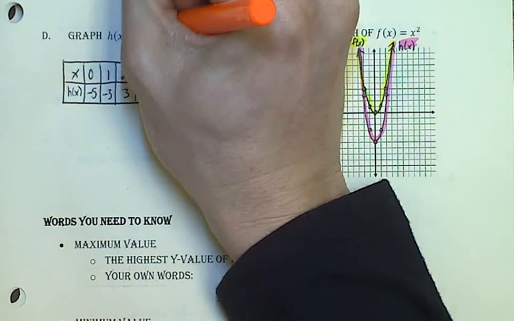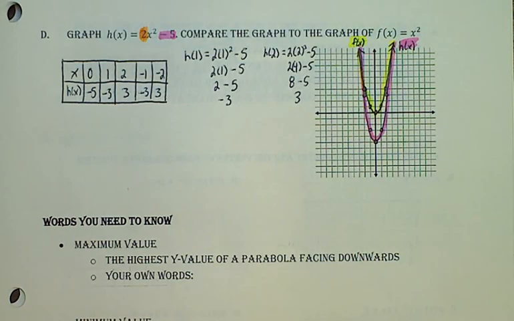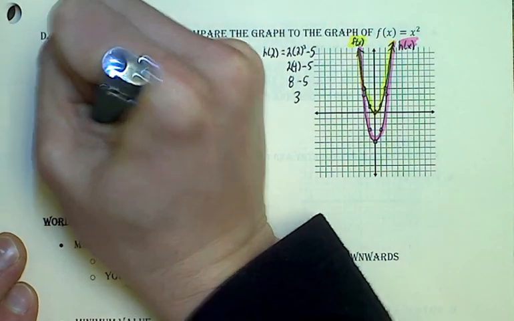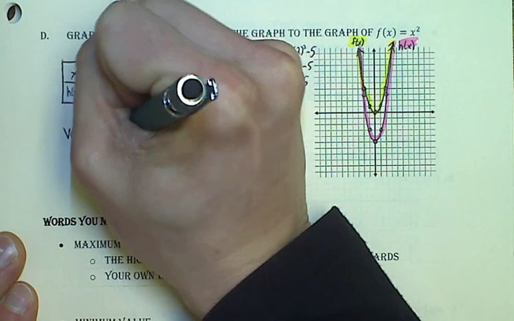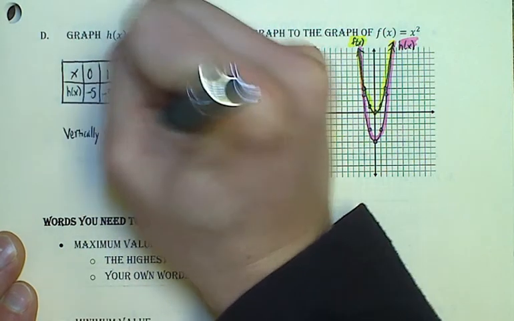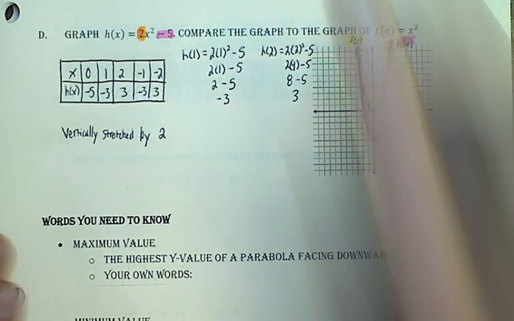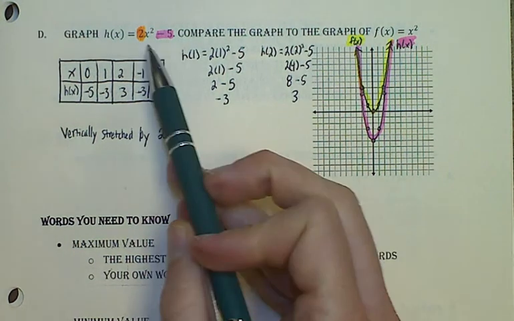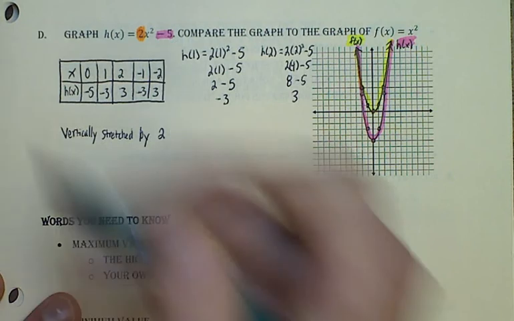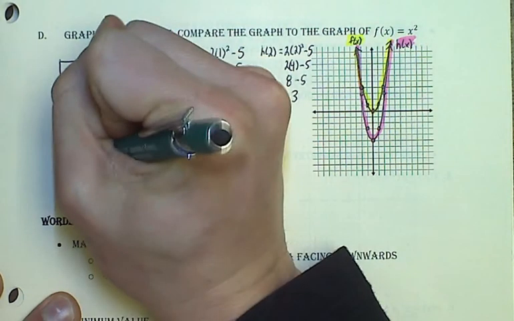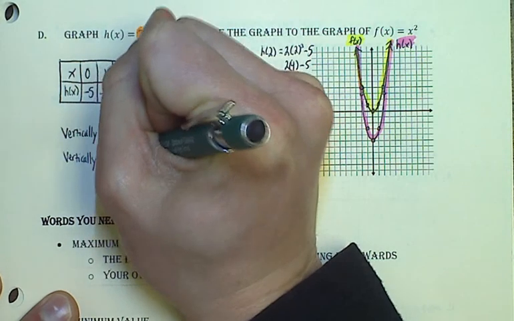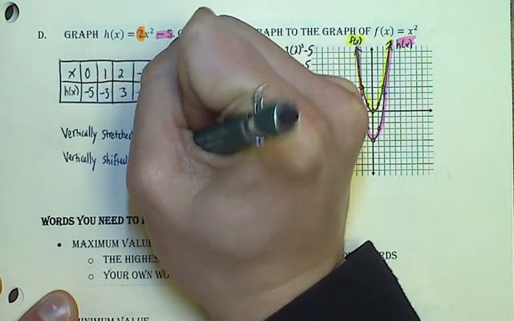So this is vertically stretched by 2. And then I need to look at my c, so what's behind the x squared? So minus 5, that tells me that I am vertically shifting downward, because it's negative, vertically shifted down by how many? 5. And so now I've got my comparison.